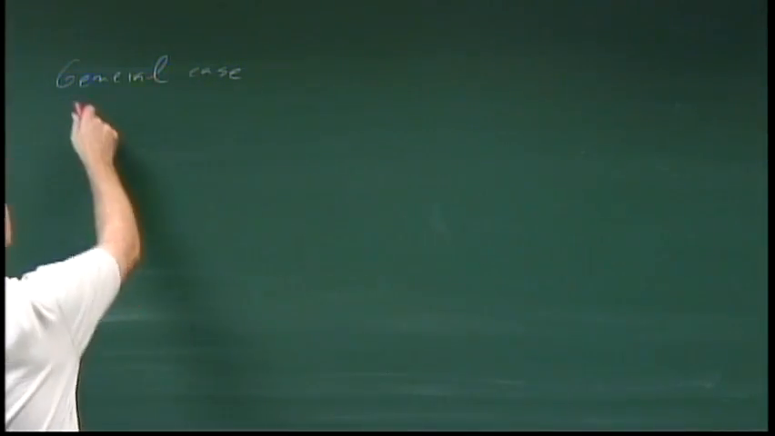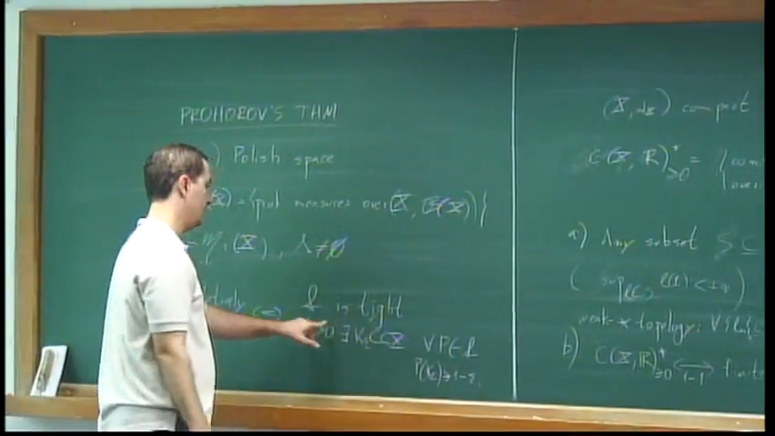And essentially, this easy direction is just a matter of combining things we know. Okay, so. Right, so we want to say that if S is relatively compact, then S is tight.